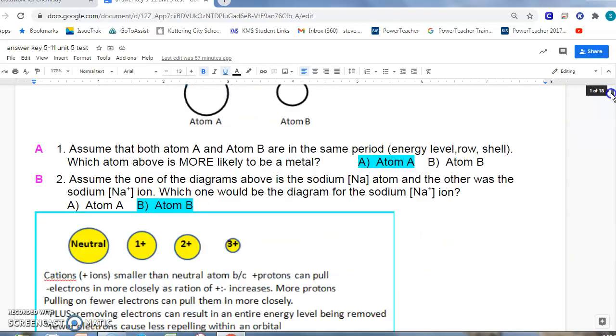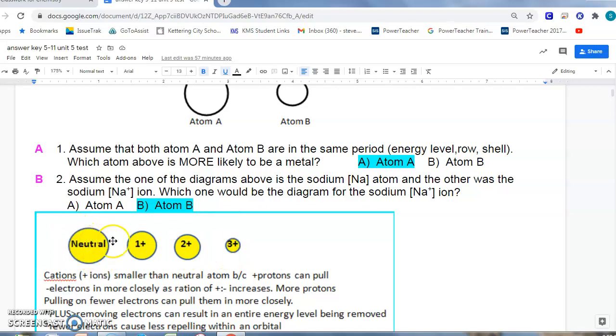So which one is more likely to be the sodium ion? Atom A or atom B? What happens when we remove electrons from an atom? Is the resulting ion smaller or bigger? Is the cation, the positive ion, smaller or bigger? Well, the cation is smaller. As we pull electrons off, they keep getting smaller and smaller.